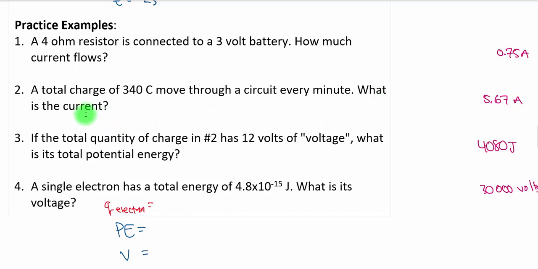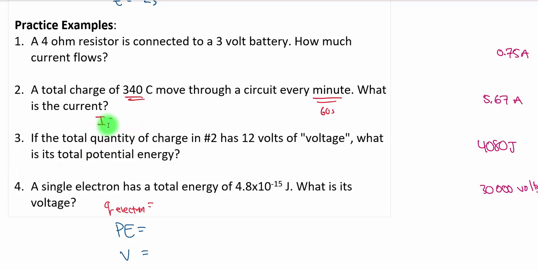Number 2, a total charge of 340 coulombs moves through a circuit every minute. What is the current? I think that one's pretty easy too. I think you should be able to do that. Catch here though, is it says every minute. Got to remember that that is 60 seconds. So I've got the charge quantity, 340, and the time, 1 minute, and I need to figure out what the current is. So I'm looking for I.